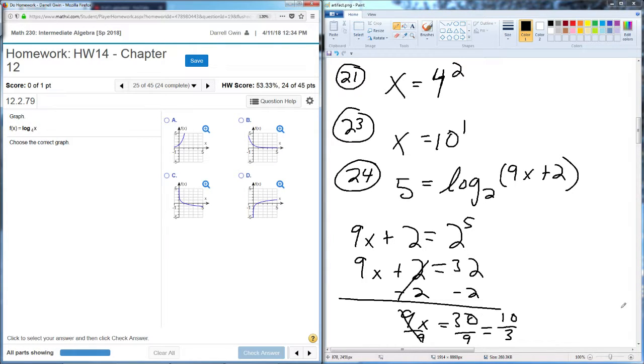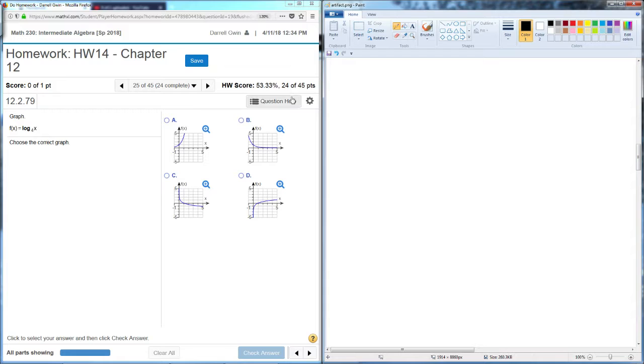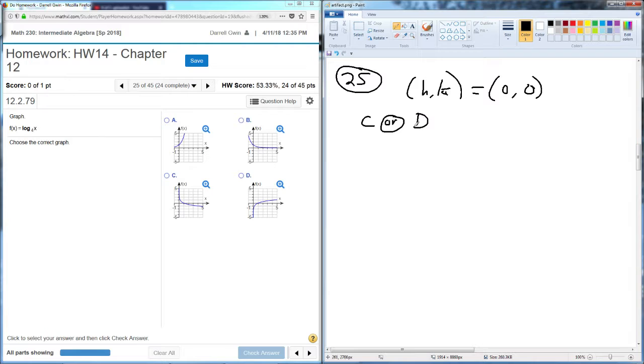Alright. 25. It is the basic log equation, which has an h, k of 0, 0. And because this is a log equation, we know that the vertical asymptote is at x equals 0. So we're looking for a vertical asymptote at 0. It's not this one, it's not this one. It could be this one, and it could be this one, so it narrows it down to C and D, because those are the only ones with vertical asymptotes at 0.